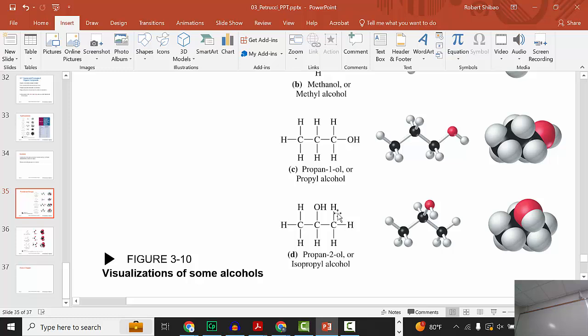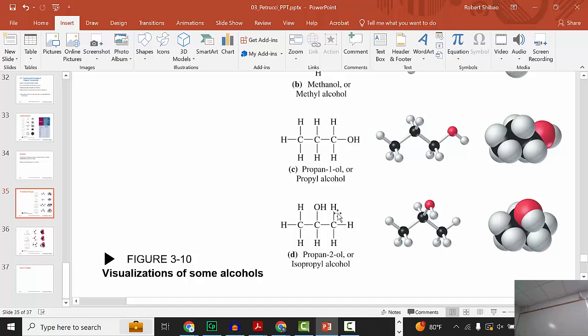Here, this is the alcohol stuck on the middle carbon. The middle carbon is carbon number 2. So it doesn't matter if we number this left to right or right to left. It's still going to be carbon 2. So this is going to be propane-2-ol. Okay, there are other names for this.